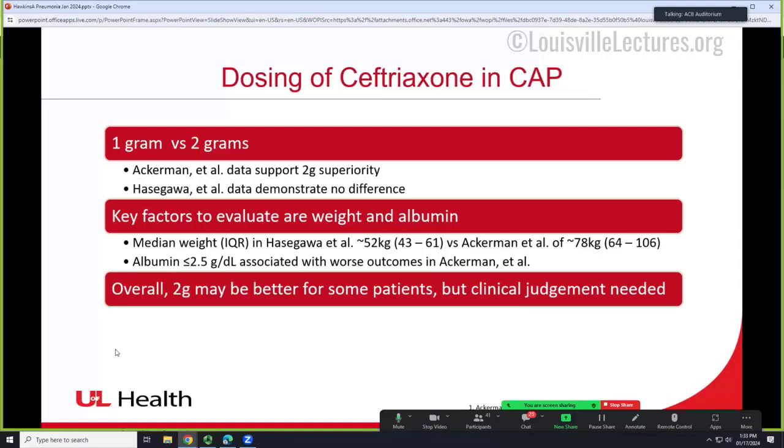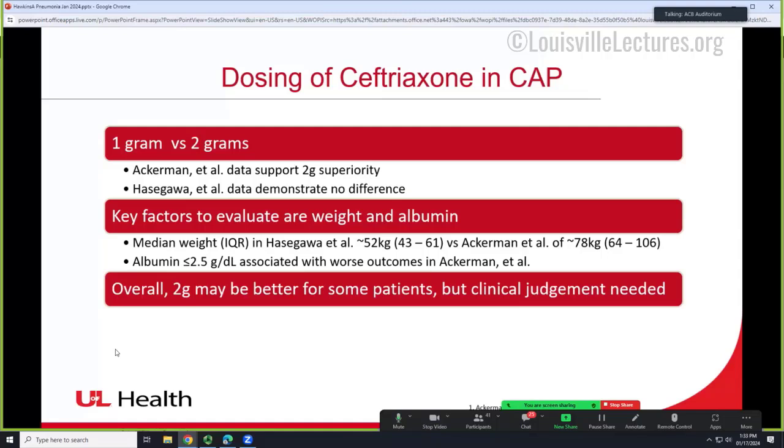But Ackerman and colleagues showed 2 gram superiority, and I think the thing about Ackerman and colleagues here is they had some patients with higher body weight and low albumin. Why is albumin important? Albumin is like the train that ceftriaxone rides around and jumps off every now and then so that you can dose it every 24 hours. If you have low albumin, you don't have enough train cars, and so the drug is just getting excreted. There's all this free drug getting excreted.